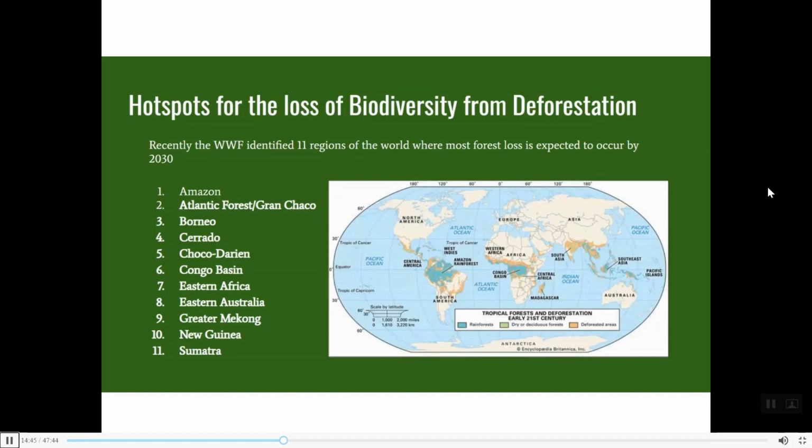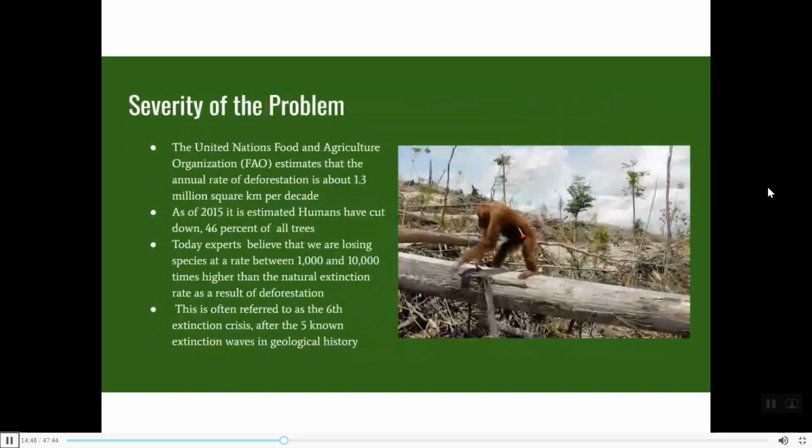So now I'm going to talk about the severity of the problem. The United Nations Food and Agriculture Organization estimates that the annual rate of deforestation is about 1.3 million square kilometers per decade. The largest amount of deforestation is occurring in the tropics, where a wide variety of forests exist. As of 2015, it is estimated that humans have cut down 46% of all trees globally. Today, experts estimate that we are losing species at a rate between 1,000 and 10,000 times higher than the natural extinction rate as a result of deforestation.